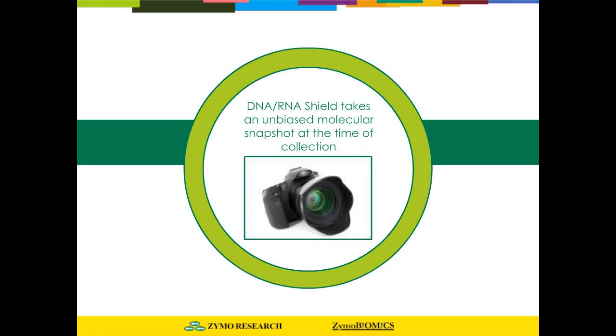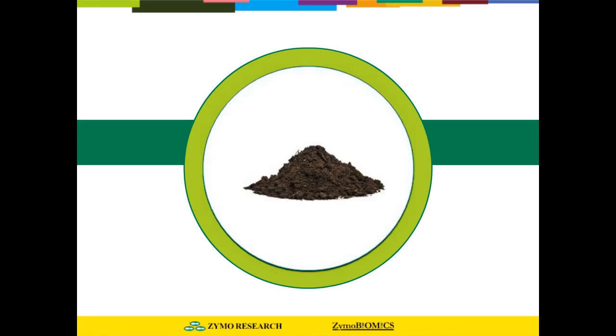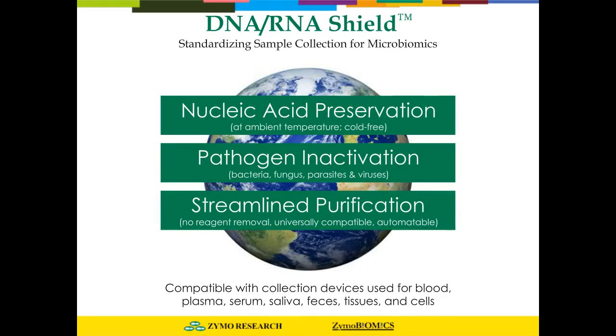So DNA/RNA Shield takes an unbiased molecular snapshot at the time of collection, meaning it really freezes the sample at the time of collection. This allows you to get that picture immediately as soon as you collect it. There's no changes, and I'll show a little data about how fast the sample in fact can change in the case of a fecal sample if you're not collecting it in a media that immediately stabilizes nucleic acid and inactivates all the organisms. Works in blood, urine, works with stool, soil, swabs, essentially any sample you can imagine it's functional with.